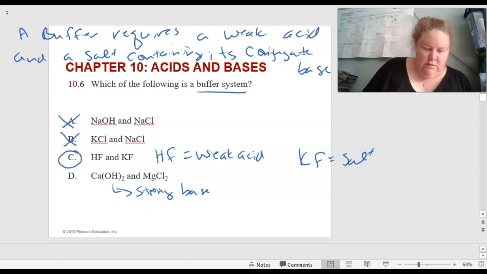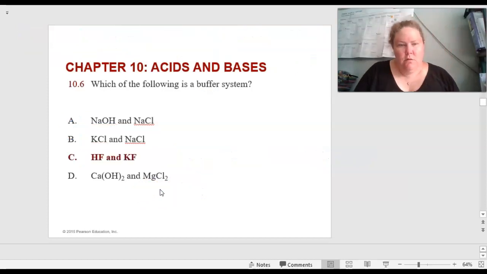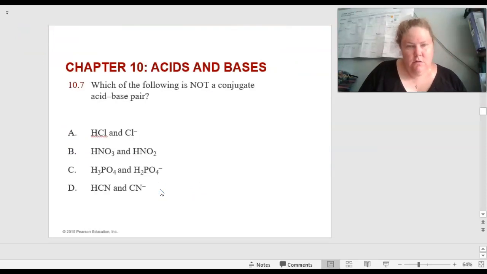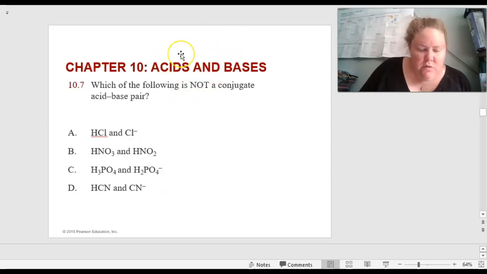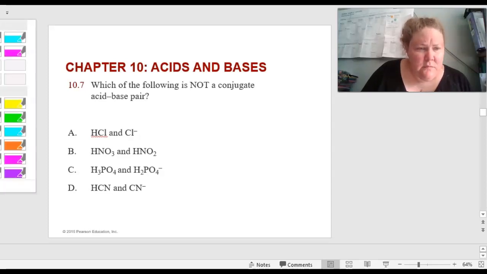Okay. All right. Which of the following is not a conjugate acid-base pair? So remember that the definition of a conjugate acid-base pair is an acid and a base that differ by one hydrogen. So when an acid donates an H+, the product is a conjugate base, which is capable of accepting an H+ ion in the reverse reaction. All right, so let me write that down.